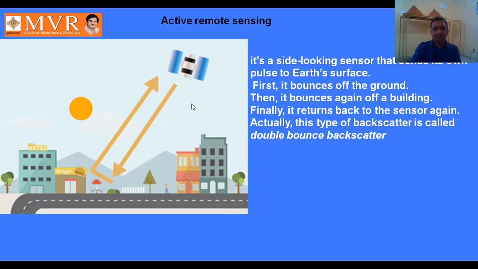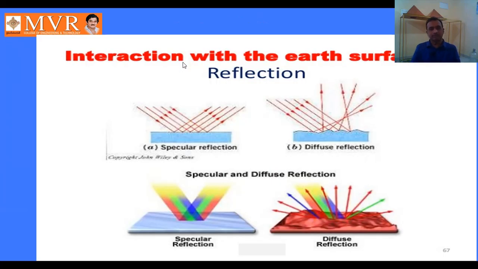So, here the platform acts as a source. In the absence of sunlight, with no sun radiation, the platform acts as a source and sends the signal to the target. Then after reflection, the backscattered radiation is recorded by the sensor. It is called active remote sensing. In this process, some interactions are going on at the earth surface.